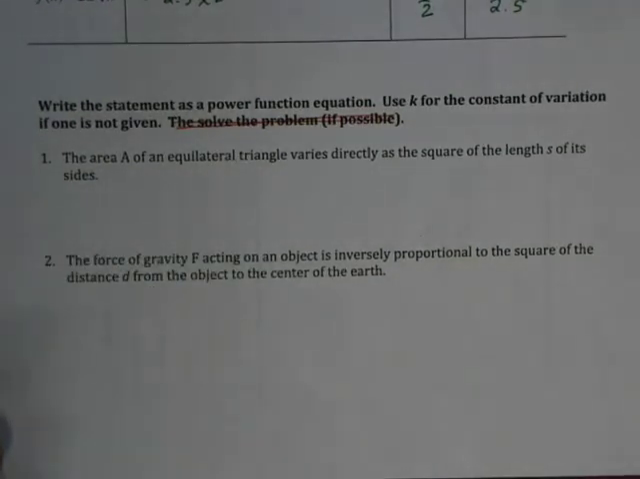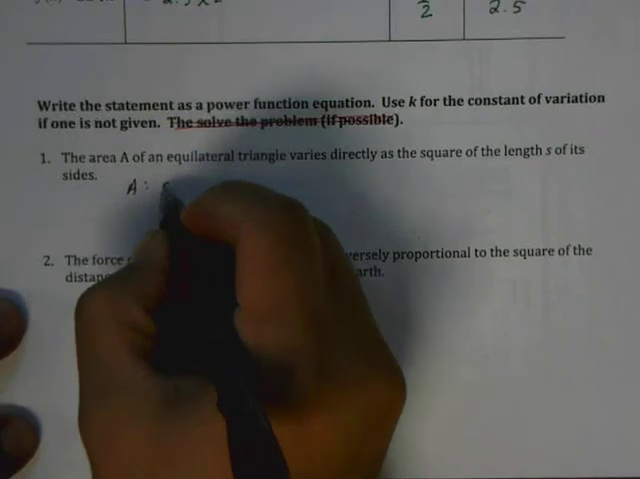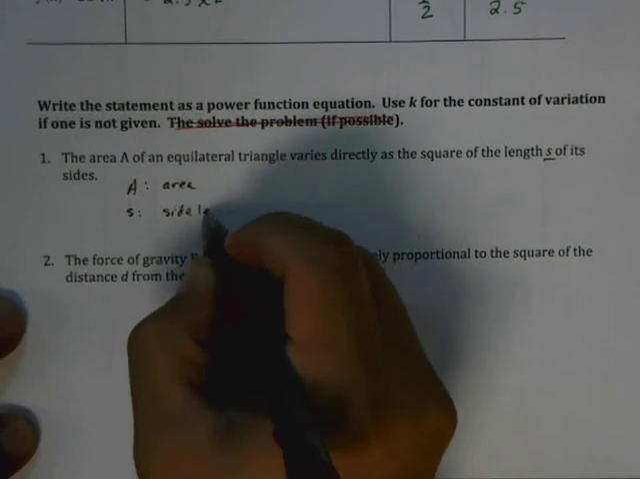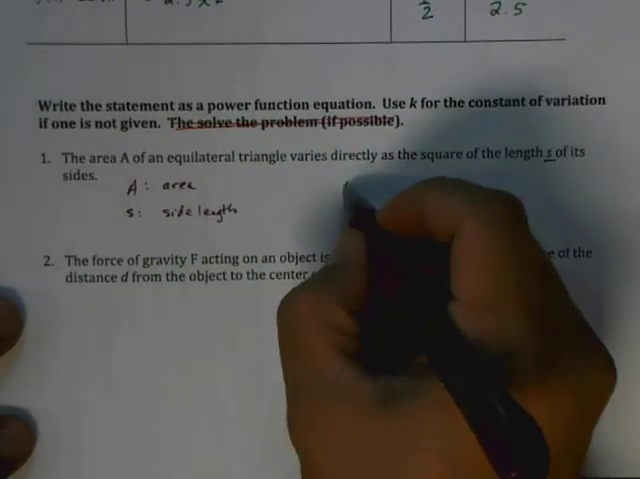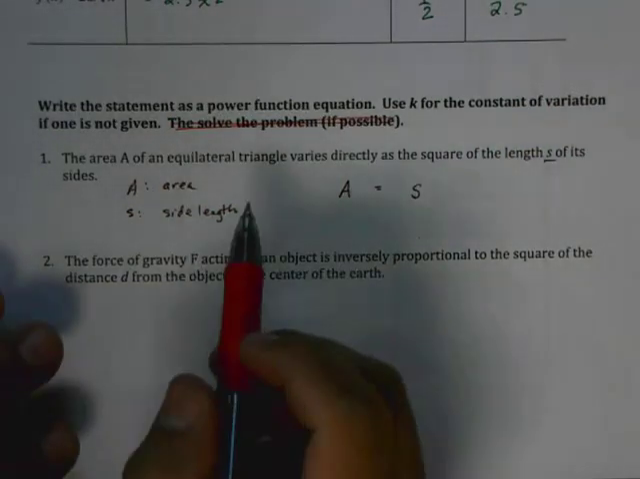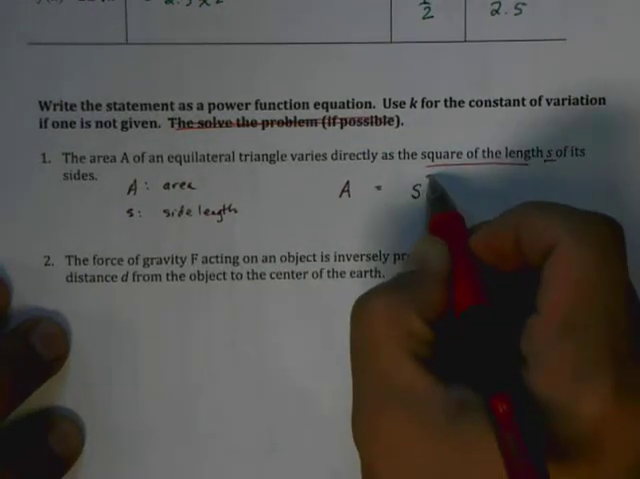The area A of an equilateral triangle varies directly as the square of the length s of its sides. These two exercises are really about interpreting text and making sense of it. We know that A is the area. We know that s is the length of its side. So our equation is going to be A equals something with s. It says it varies directly as the square of the length, so s has to be squared.